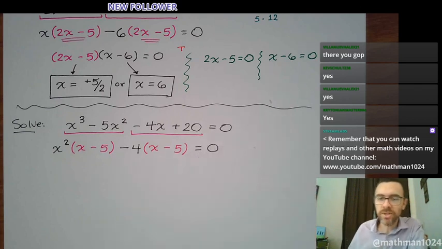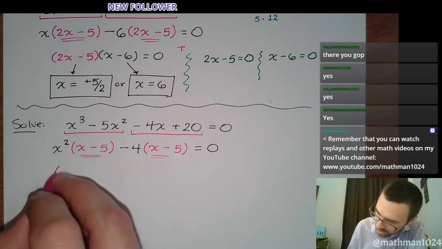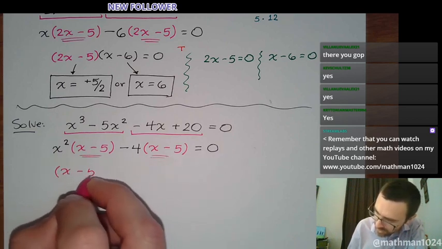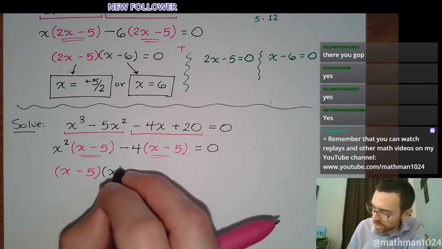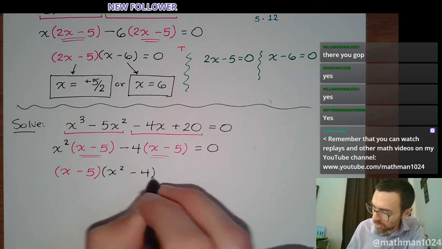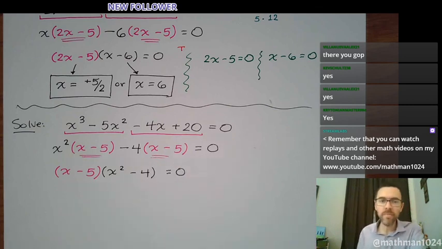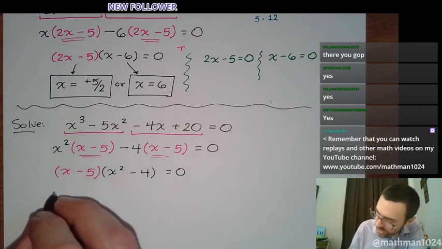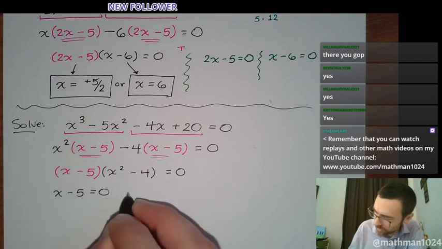Now make sure that you finish factoring by grouping here. x minus 5 is the common factor. So we're going to factor that out in front. And that x minus 5 was connected to both x squared and minus 4. And now, according to the zero factor theorem, we set each factor equal to 0 and we solve the resulting equation.